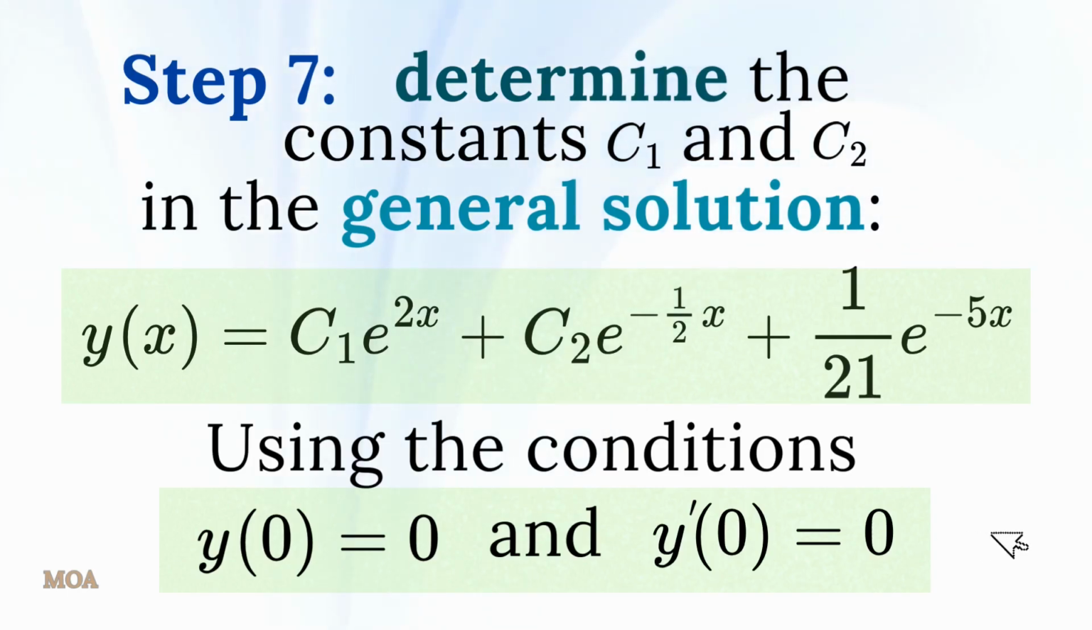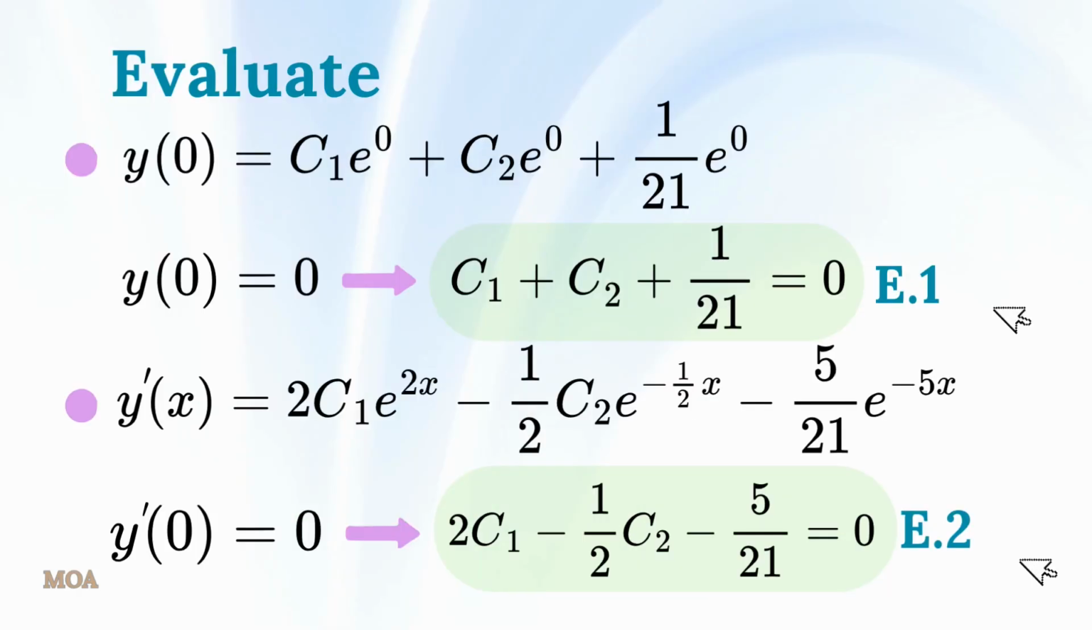We will use the given initial conditions, y of 0 equals 0, and the first derivative of y with respect to x at x equals 0 also equals 0. First, substitute x equals 0 into the general solution. Since e raised to the power of 0 equals 1, this gives y of 0 equals C sub 1 plus C sub 2 plus 1 over 21. But we are given that y of 0 equals 0, so we have C sub 1 plus C sub 2 plus 1 over 21 equals 0. Let us call this equation 1.